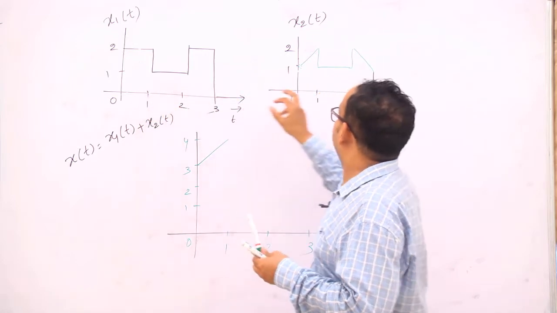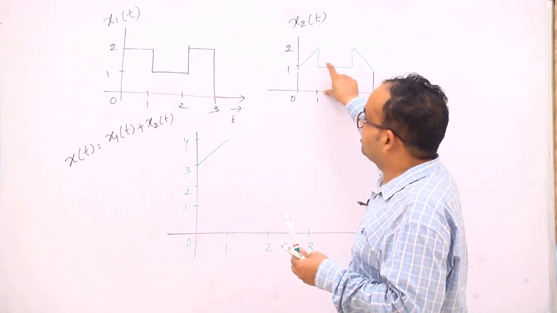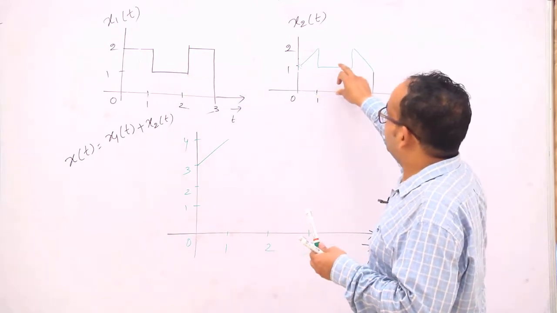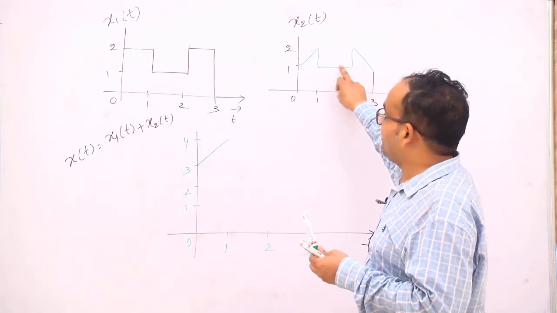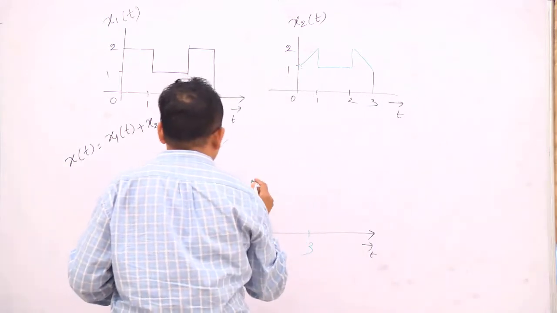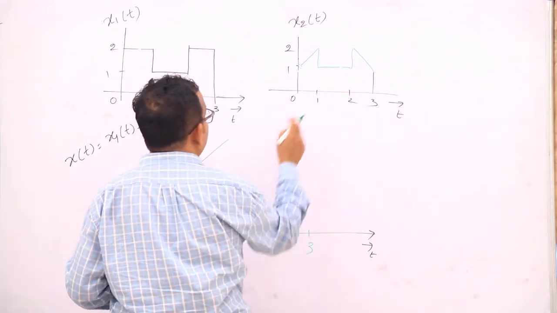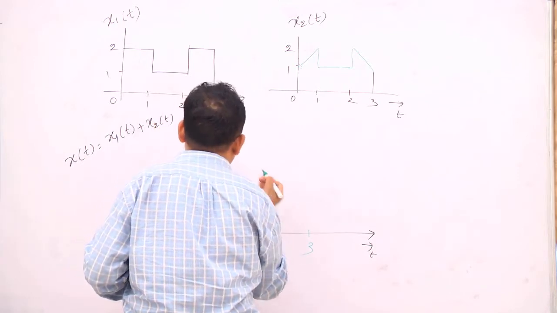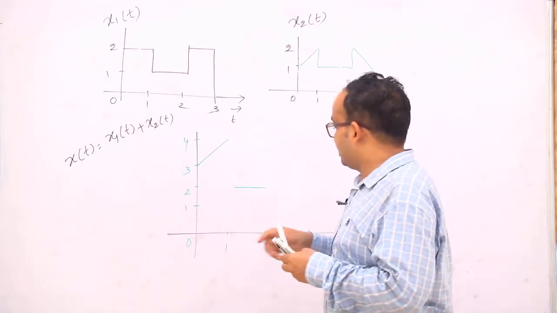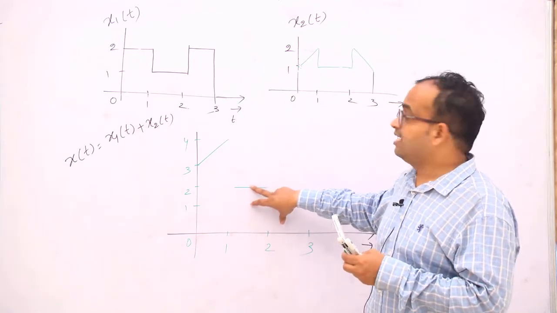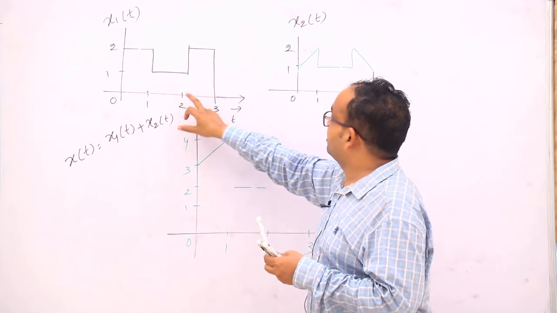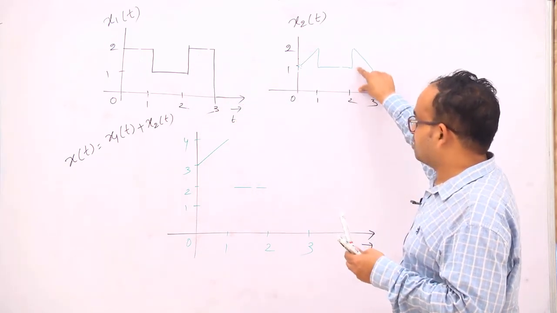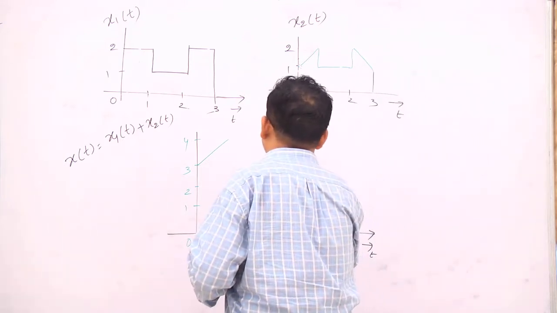From 1 to 2, this is fixed 1. This is also fixed 1. So what you can write? 1 plus 1 will be 2. So we can draw here from 1 to 2, the signal will be 2. Right? Similarly, what happens from 2 to 3? This is fixed 2. From 2 to 3, fixed 1. So fixed will be 3 now, we can draw a signal 3.